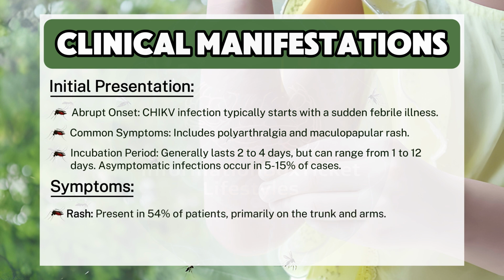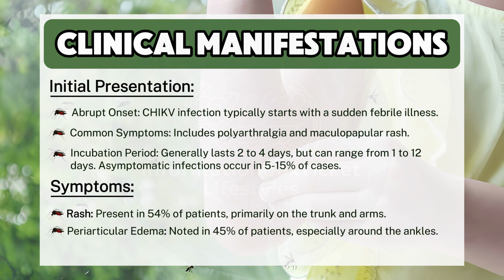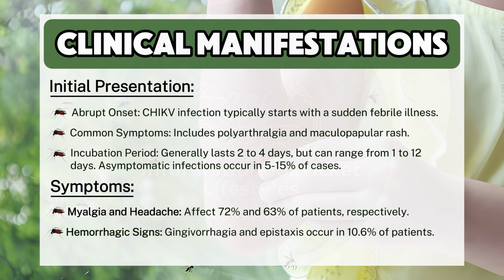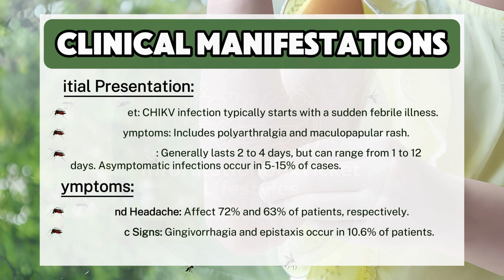Rash, present in 54% of patients, primarily on the trunk and arms. Periarticular edema, noted in 45% of patients, especially around the ankles. Myalgia and headache affect 72% and 63% of patients, respectively. Hemorrhagic signs, gingivorrhagia and epistaxis, occur in 10.6% of patients.